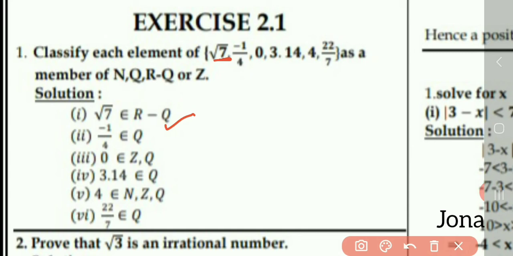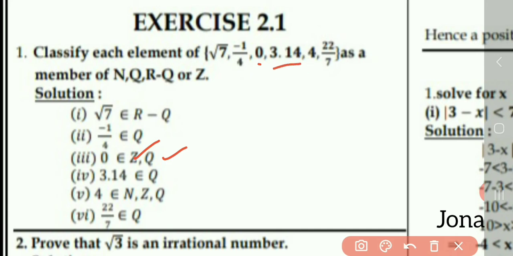The second one is minus 1 by 4. Minus 1 by 4 is a negative number as well as a rational number. So, negative rational number. So, it belongs to Q. The next number is 0. 0 belongs to integers as well as the rational number.